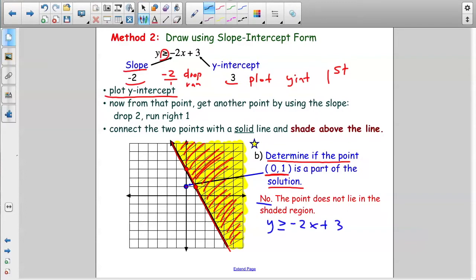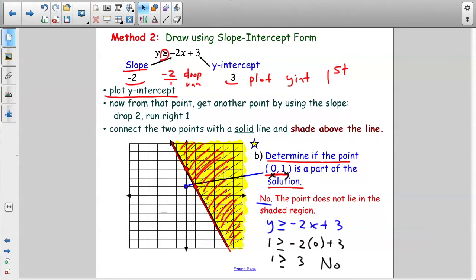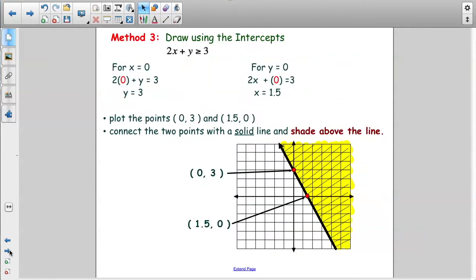So there's my y, there's my x. So all I do is put the 1 there, put the 0 for the x, and I'll just solve. So that's 0, that's 3. Now you say to yourself, is 1 greater than 3? No. So you can do it that way. So it makes life a little easier sometimes. All right, then you can do it through intercepts. So that's another example.